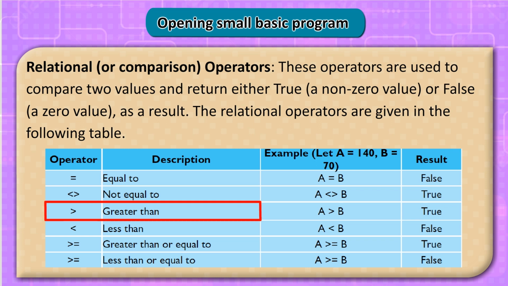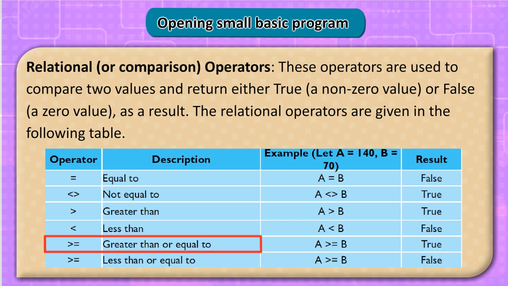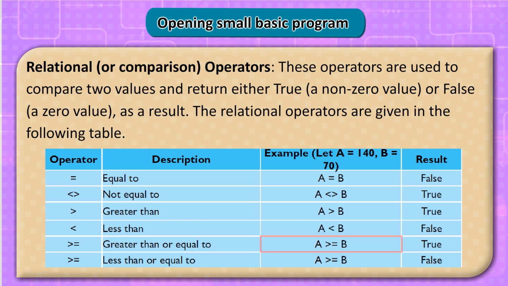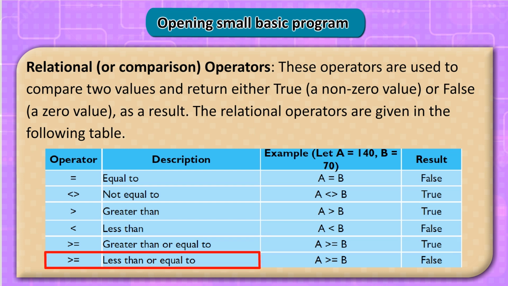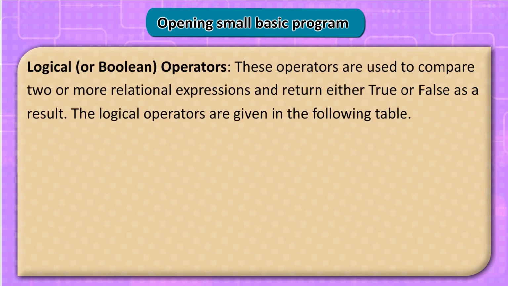True. Greater than, A greater than B, True. Less than, A less than B, False. Greater than or equal to, A greater than or equal to B, True. Less than or equal to, A less than or equal to B, False. Logical or Boolean operators.